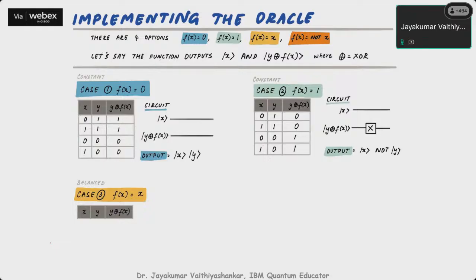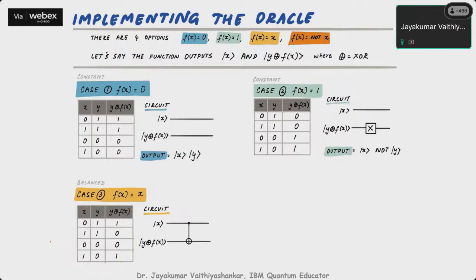Okay, so next, case 3 balanced. So here it is a little tricky part. What you do is XOR x with y. So what is f of x? f of x is nothing but x. So do XOR of x with y, it will give 1 because the inputs are different. So here you can consider x as it is, y as it is, and you need to do XOR with x and y. If you have pen and paper, you can work it out. So this is the circuit realization.